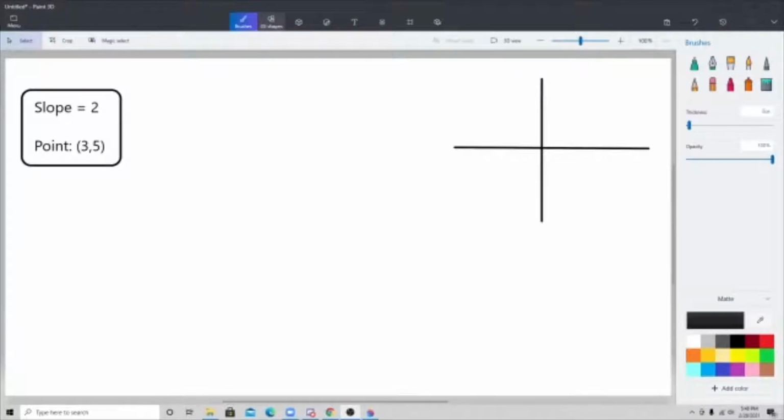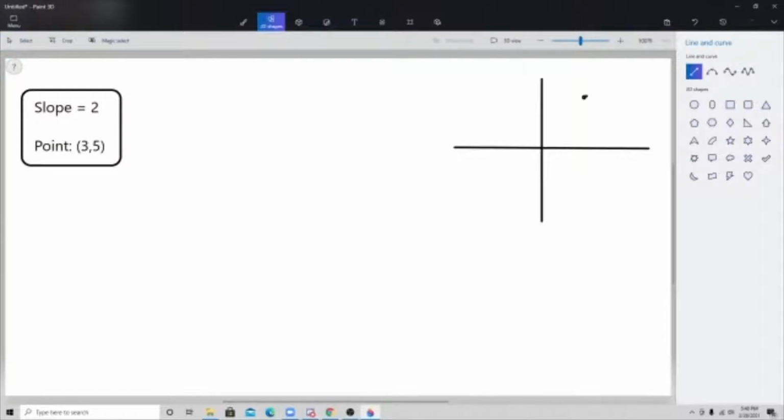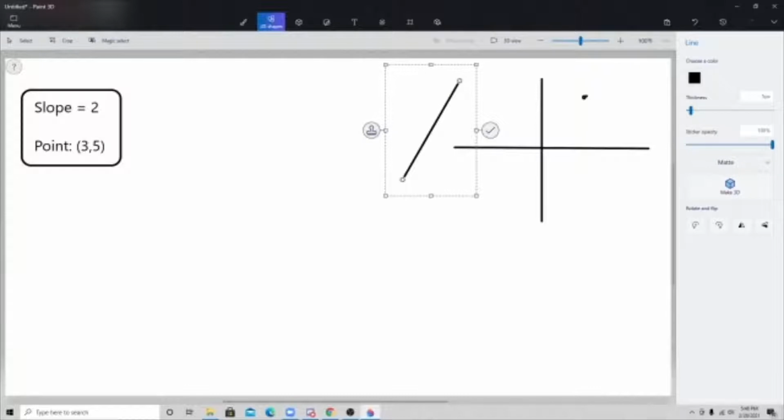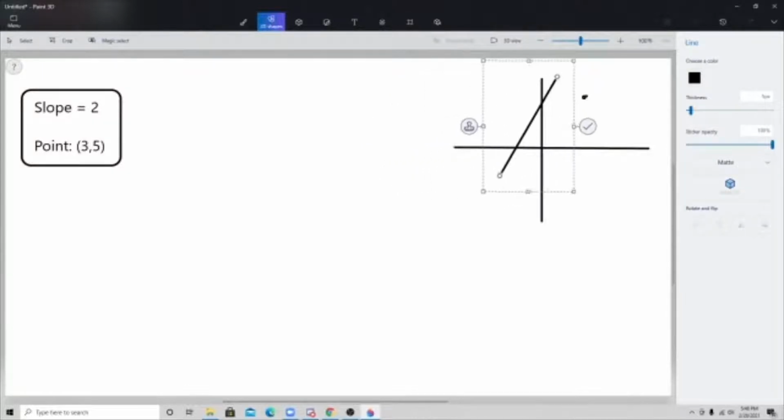So for this first case we're going to look at, we're given the slope and the point. Basically all we need to do is create a line that has the same slope as the one described, and it passes through this point of 3, 5. So let's just say 3, 5 is here. Well, in that case, our slope is going to look something like this. Now basically what we need to do is find the equation that allows it to pass through that point.